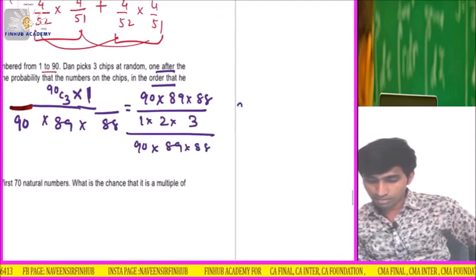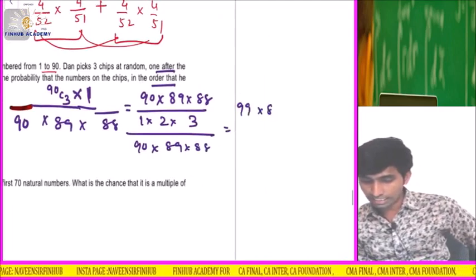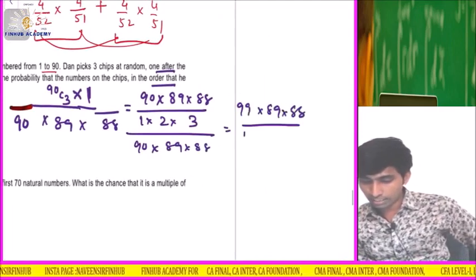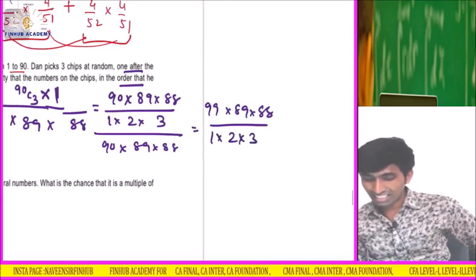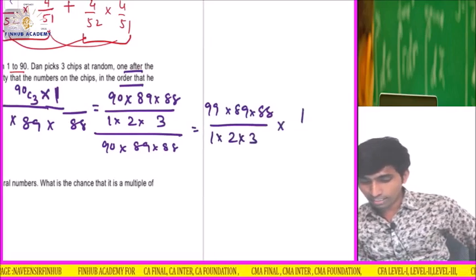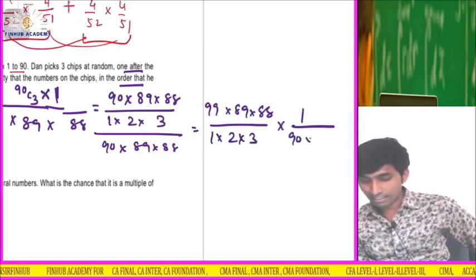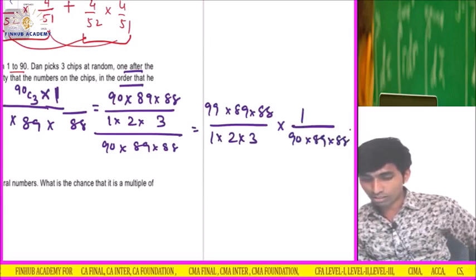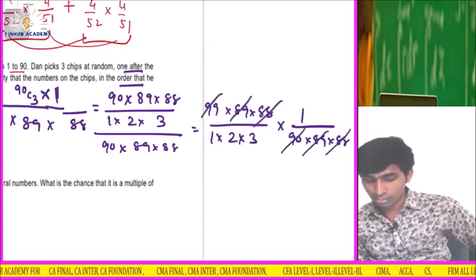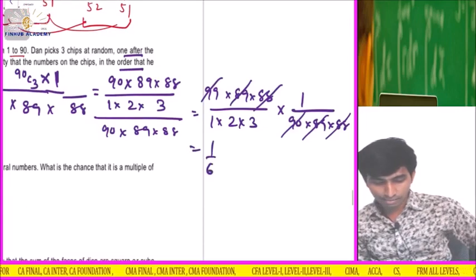Now if you remember, this can be written as 99 into 89 into 88 upon 1 into 2 into 3, divided by 1 upon 90 into 89 into 88. In short, you can cancel this out. Understood? The answer is what? 1 by 6.